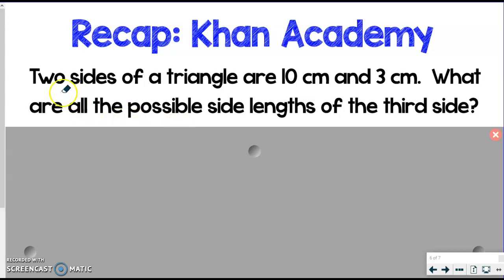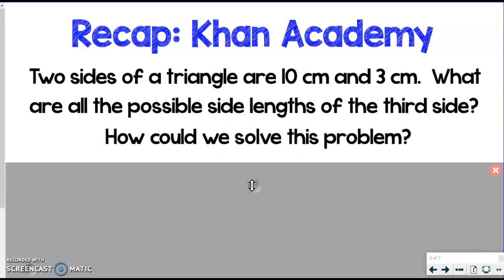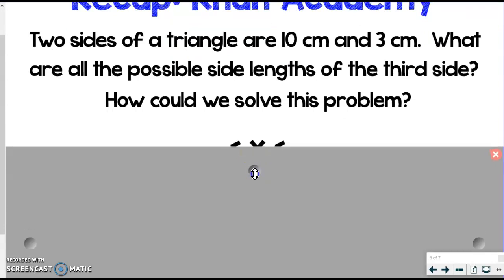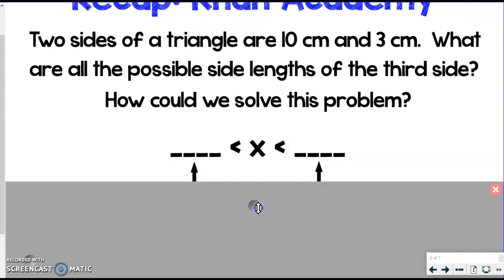So let's say we have a triangle with 2 side lengths. One side is 10, one side is 3, and we are trying to figure out, well, what are the possible side lengths of the third side? Because we've talked about how some side lengths will allow you to make a triangle and some won't. So we want to know what the possibilities are that could make it. I want to give you some tricks on how we could solve this problem. Just follow along. If you want to write notes down, you're more than welcome to, but you can always come back to this video.